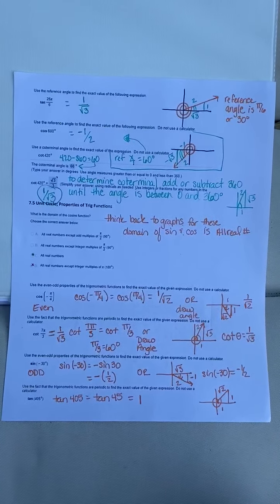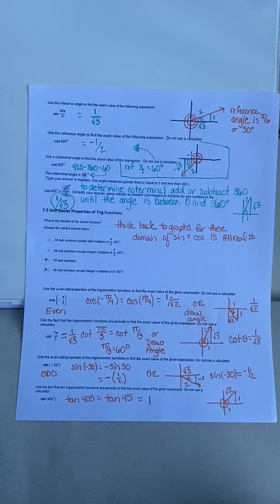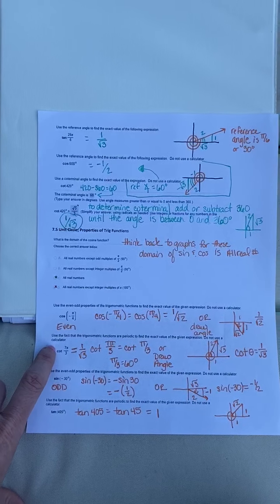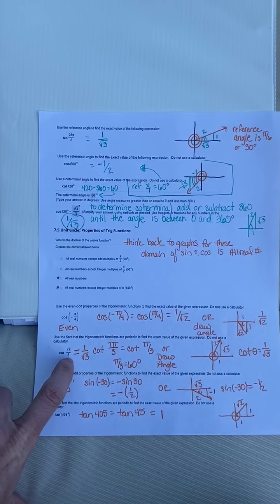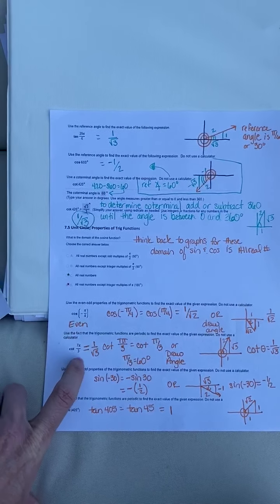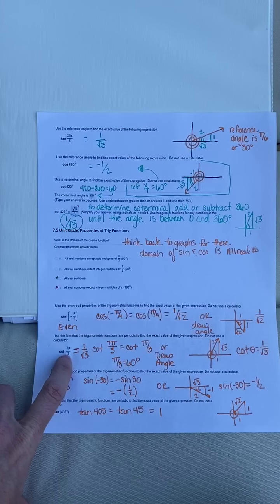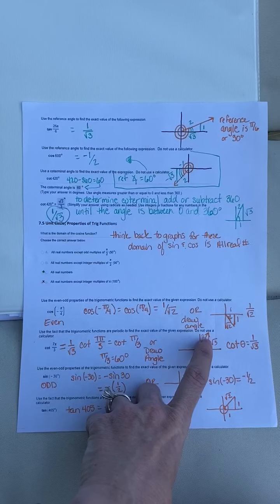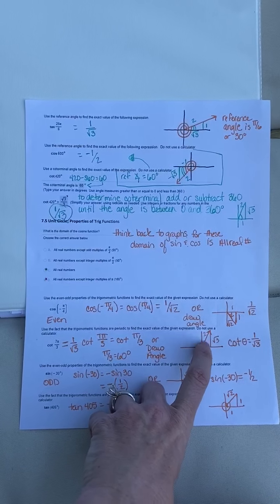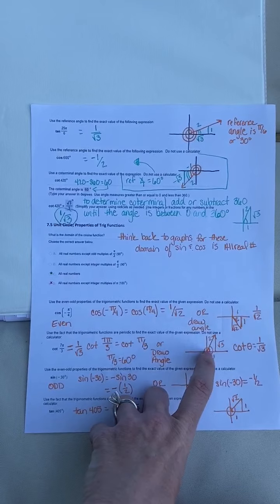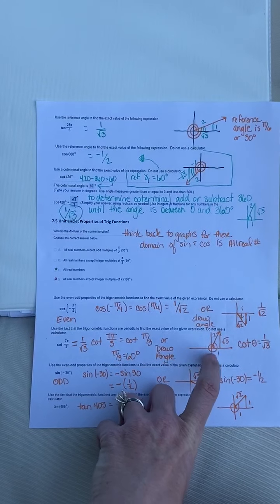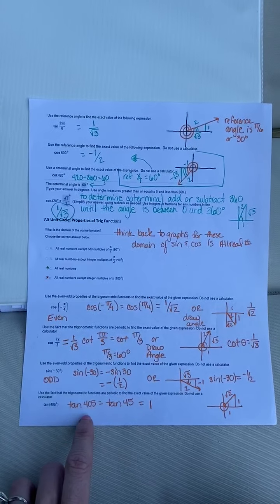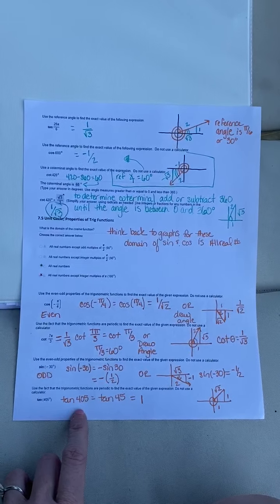Okay, let's go to the periodic functions. So we're going to come back up here. Use the fact that trigonometric functions are periodic to find the exact value. Just draw 7 pi over 3. You're right, it repeats every pi, but we've done this 100 different ways. Do it the way that makes the most sense to you. 7 pi over 3 is here, where this is pi over 3 or 60 degrees. So we're going to find the cotangent of 60 degrees, which is 1 over the square root of 3, and that's your answer.